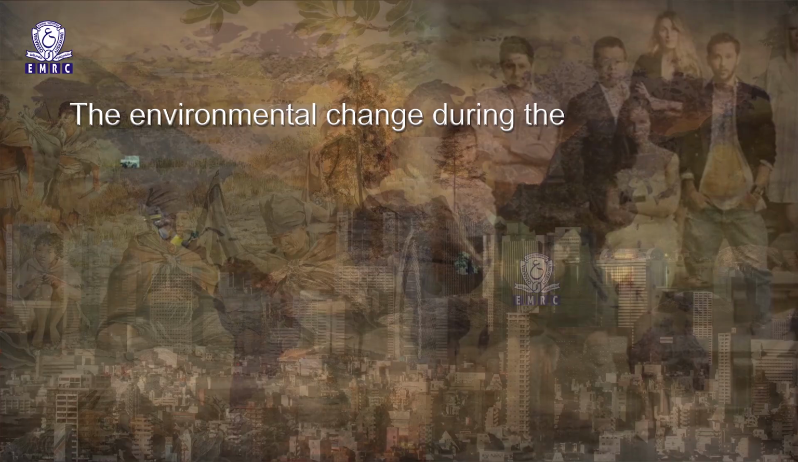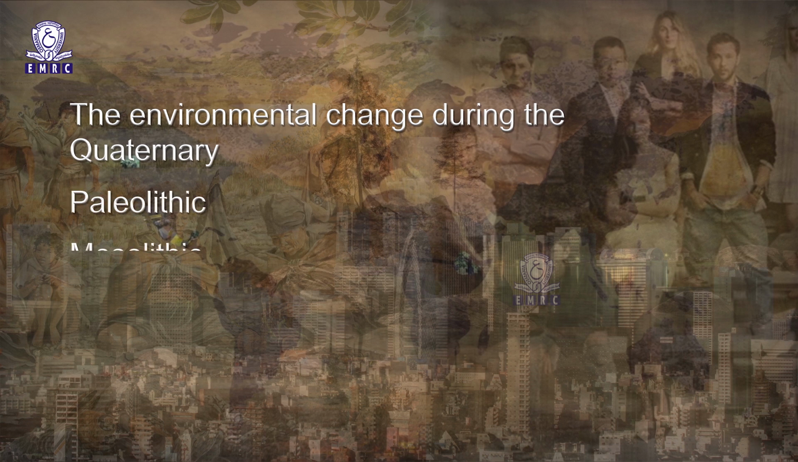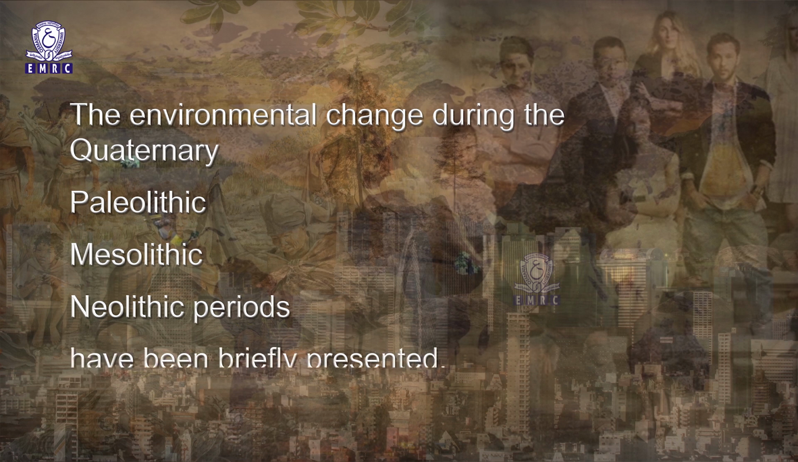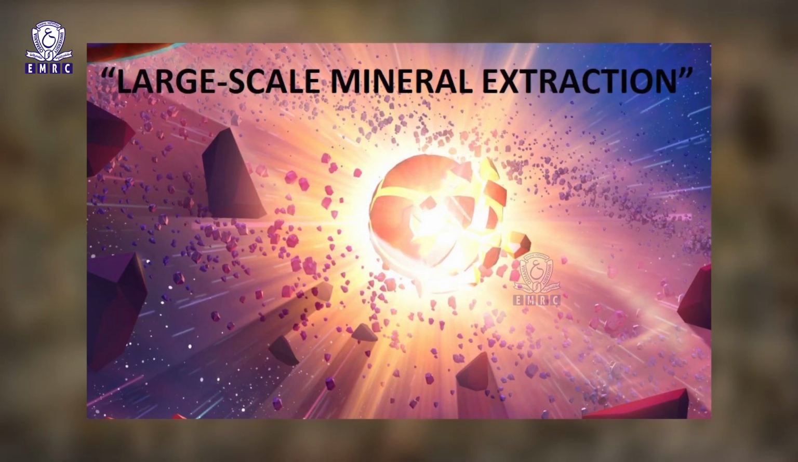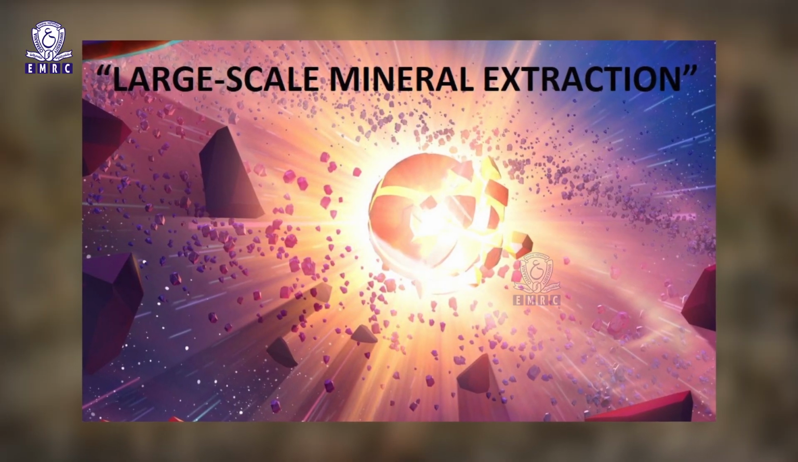So, this presents a synopsis of the history of natural and cultural environment during the last about 4 million years. The environmental change during the Quaternary, Paleolithic, Mesolithic and Neolithic periods have been briefly presented. The environmental changes during the historic period were especially after the Industrial Revolution 1779, when the fossil fuel started being used for industrial and domestic purposes, and large scale mineral extraction from mining areas have been examined.